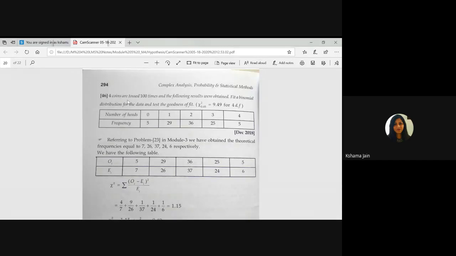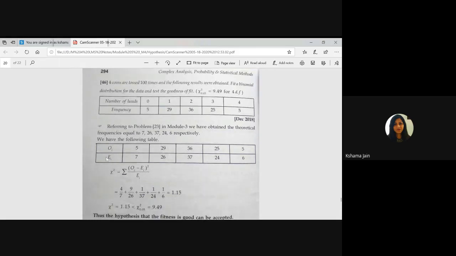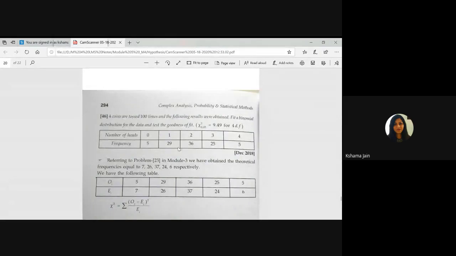Or if you want, I can do it myself. I will click the picture and send you the solution of how to get this expected frequency. But this is done by the binomial distribution. Again, for the third module, you have not studied properly. Otherwise, by this problem only, you should have understood.